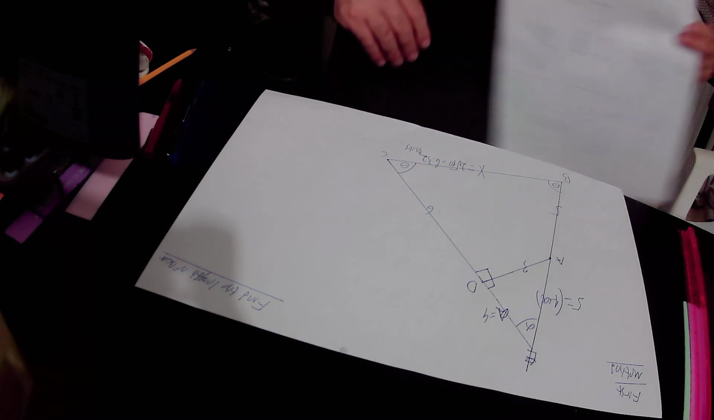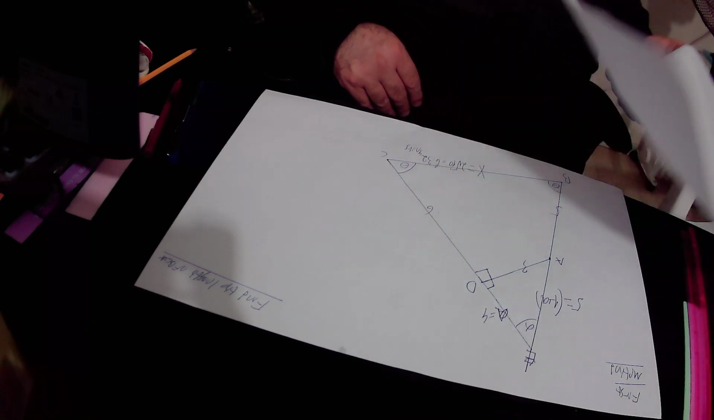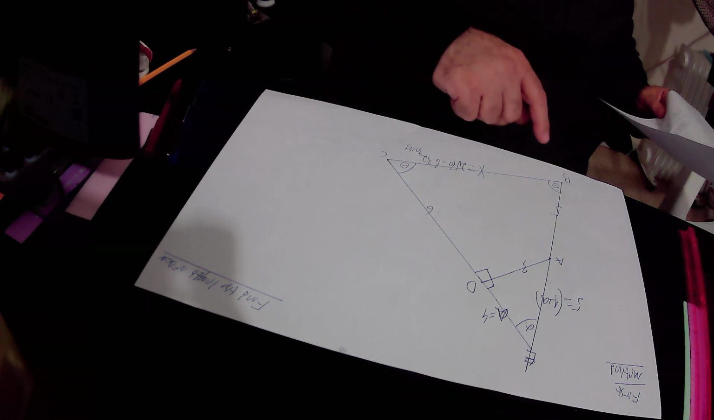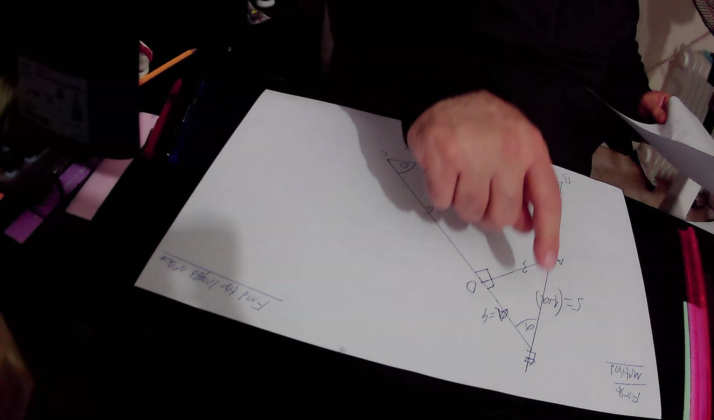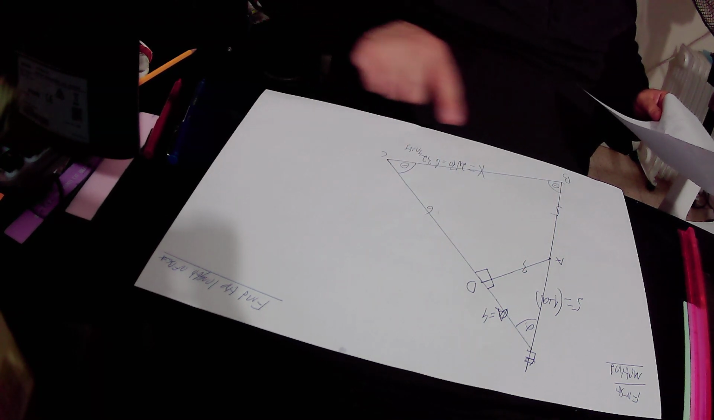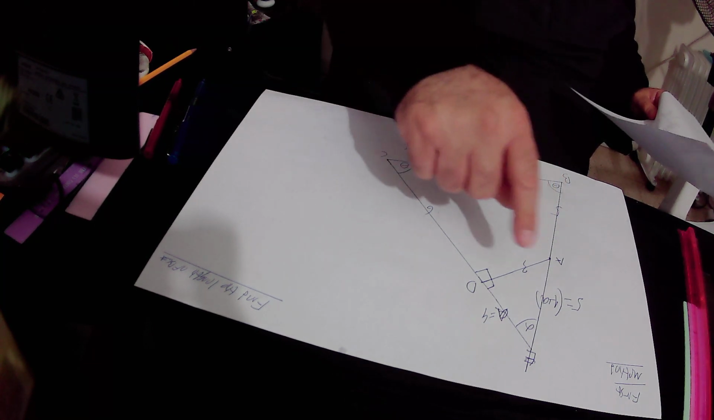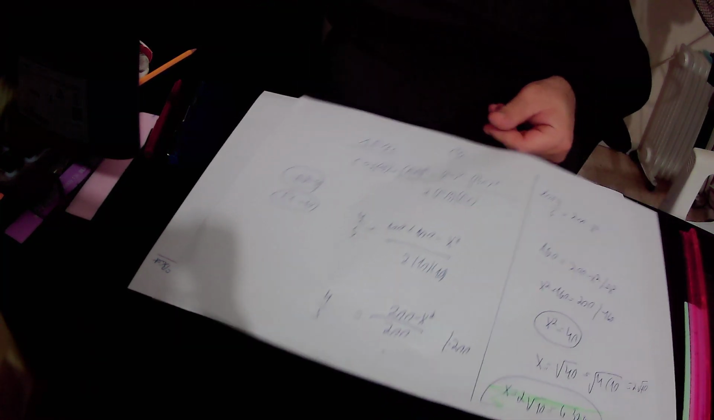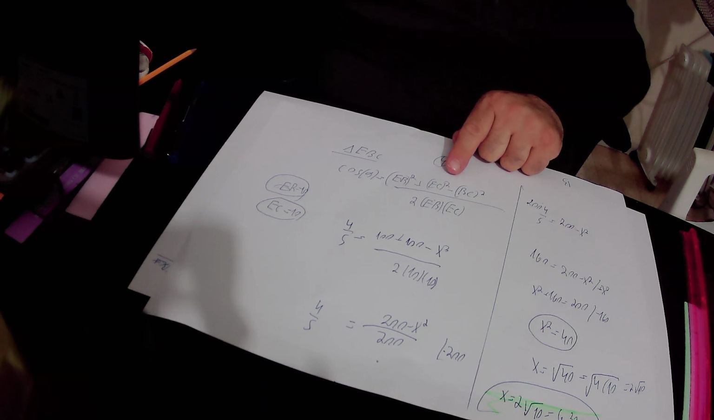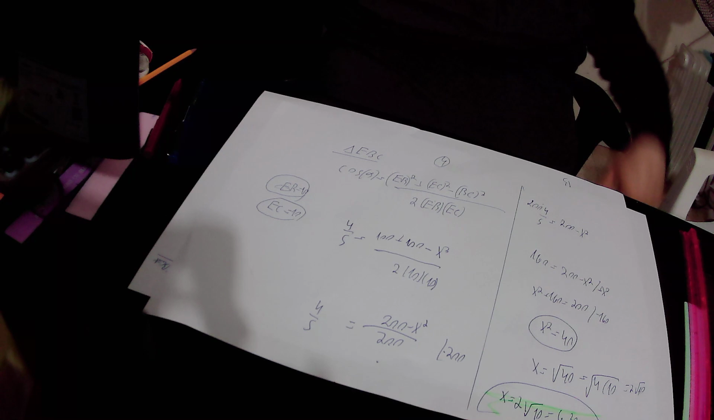Okay, here, cosine alpha equals (EB square plus EC square minus BC square) over 2 times EB times EC. Again, cosine alpha equals EB square plus EC square minus BC square over 2 times EB times EC.